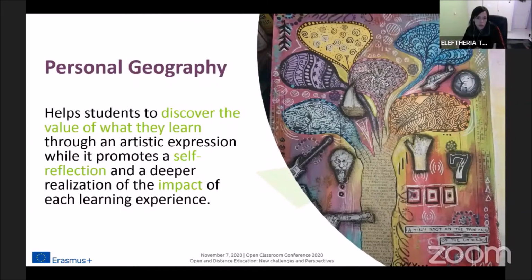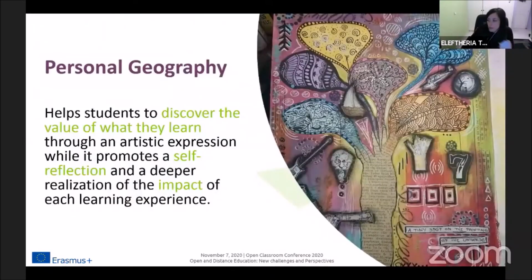So in this case, we're using it to make a knowledge map. So personal geography is about mapping what the student learns, and through that discover the value of what they learn through an artistic expression. So basically, it's a self-reflection activity that will help them put everything together in a meaningful way for them. So make sense of what they're learning based on their own understanding and their personal learning style. And this way, we aim to have a bigger impact on the learning experience.